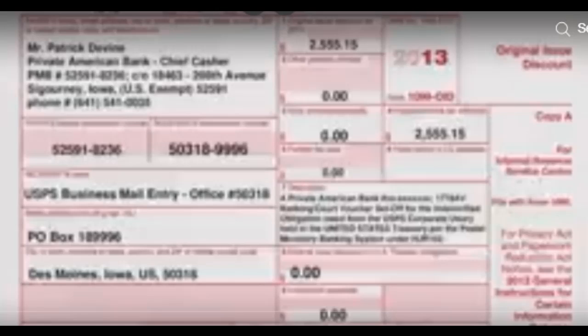Practical applications. 1. Using 1099 OID forms. These forms are typically used for reporting original issue discount (OID) income. They require precise handling and understanding of federal regulations to avoid misrepresentation.